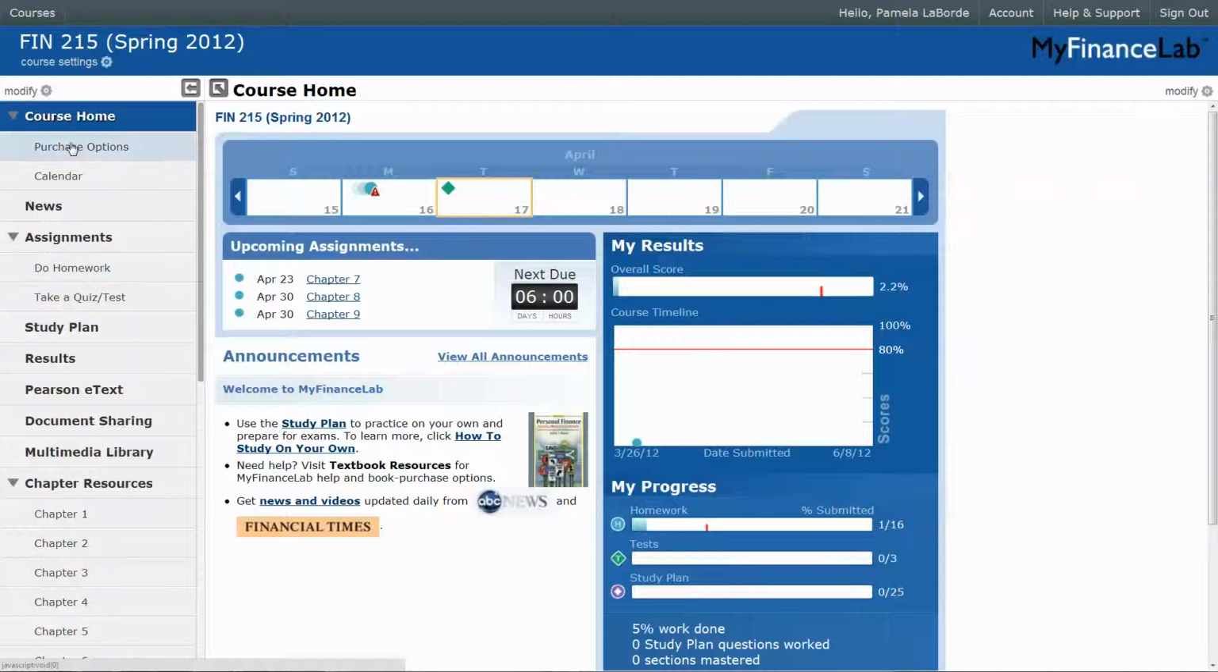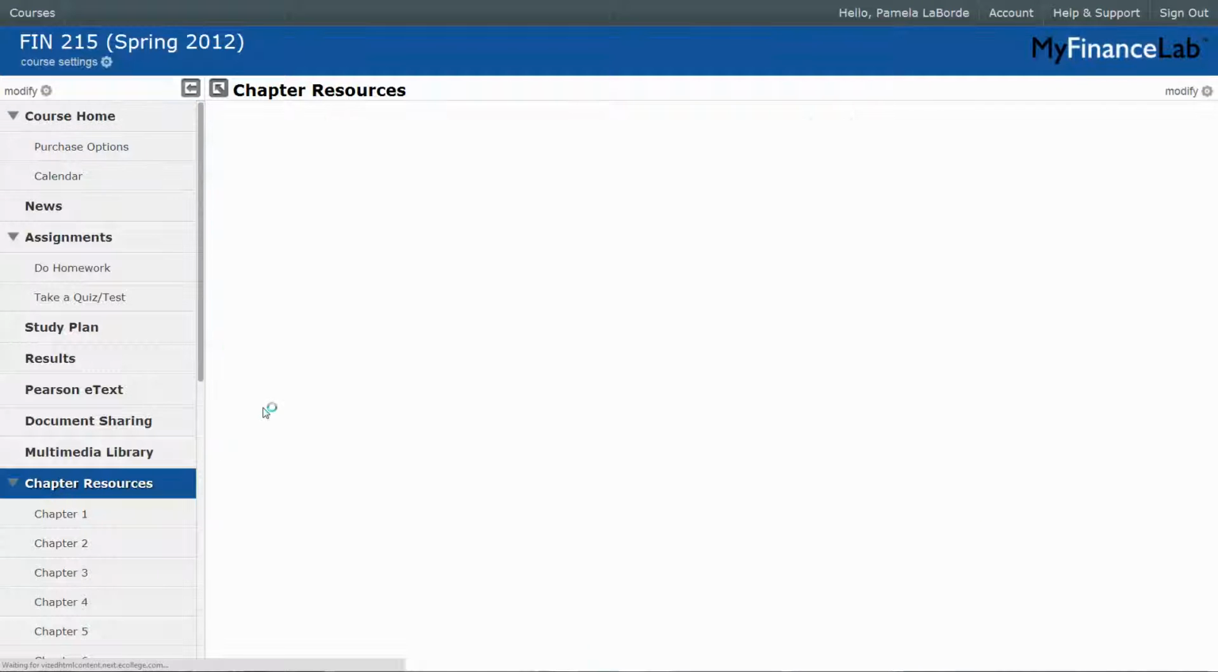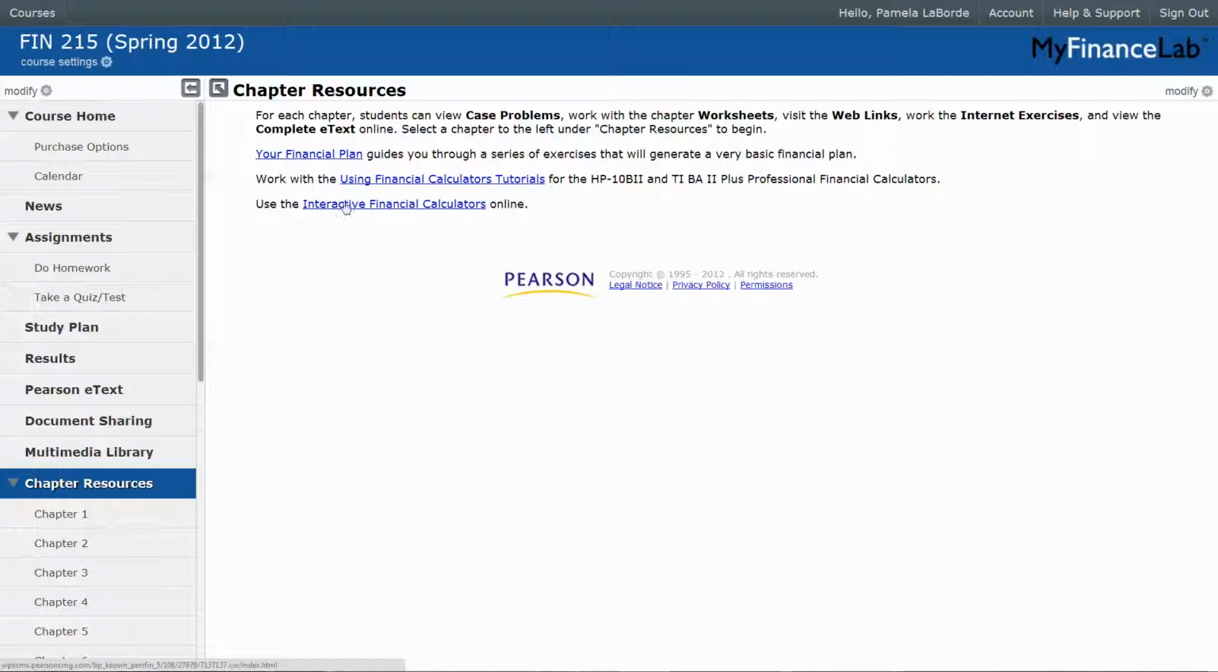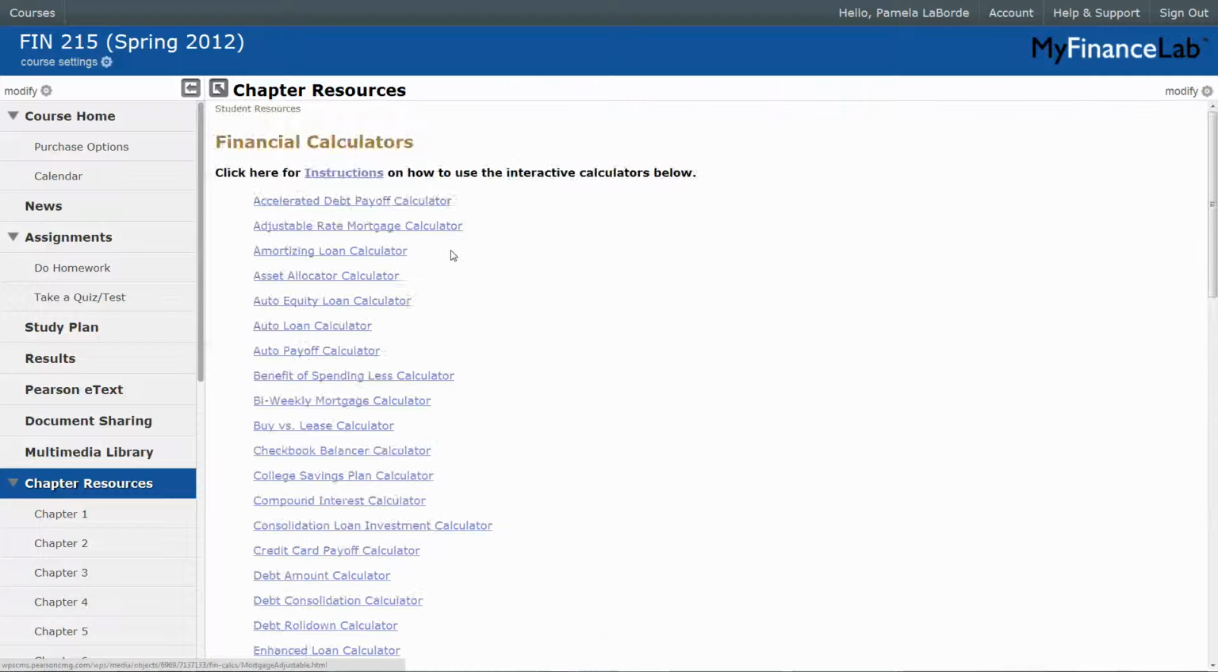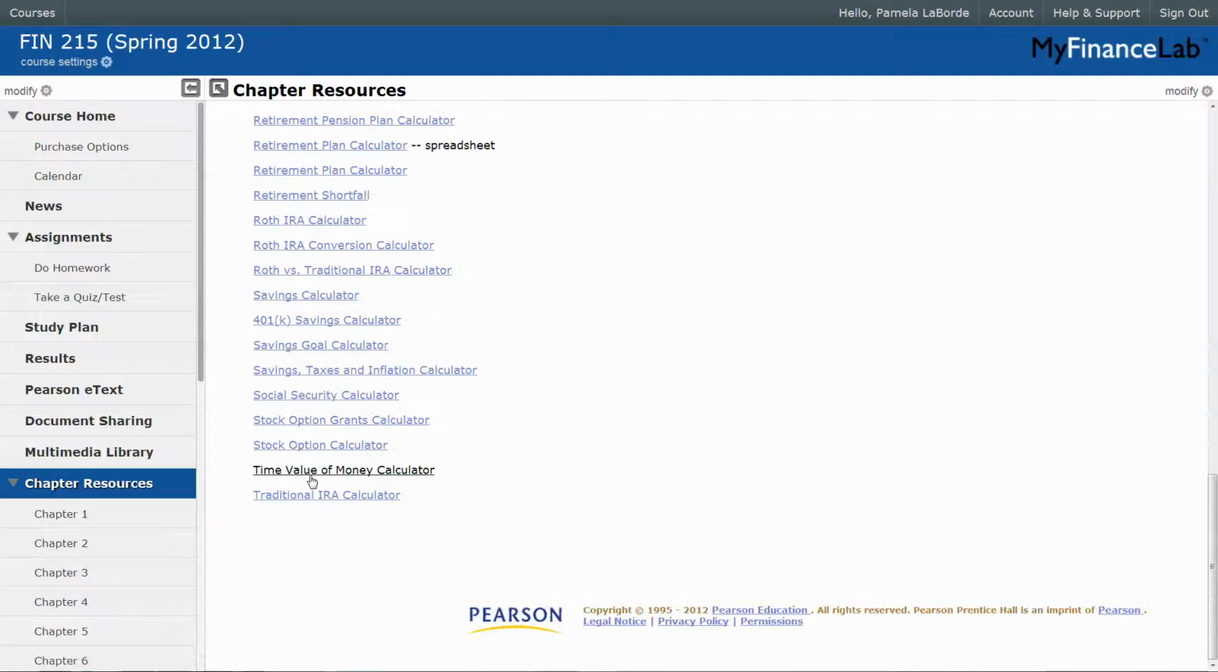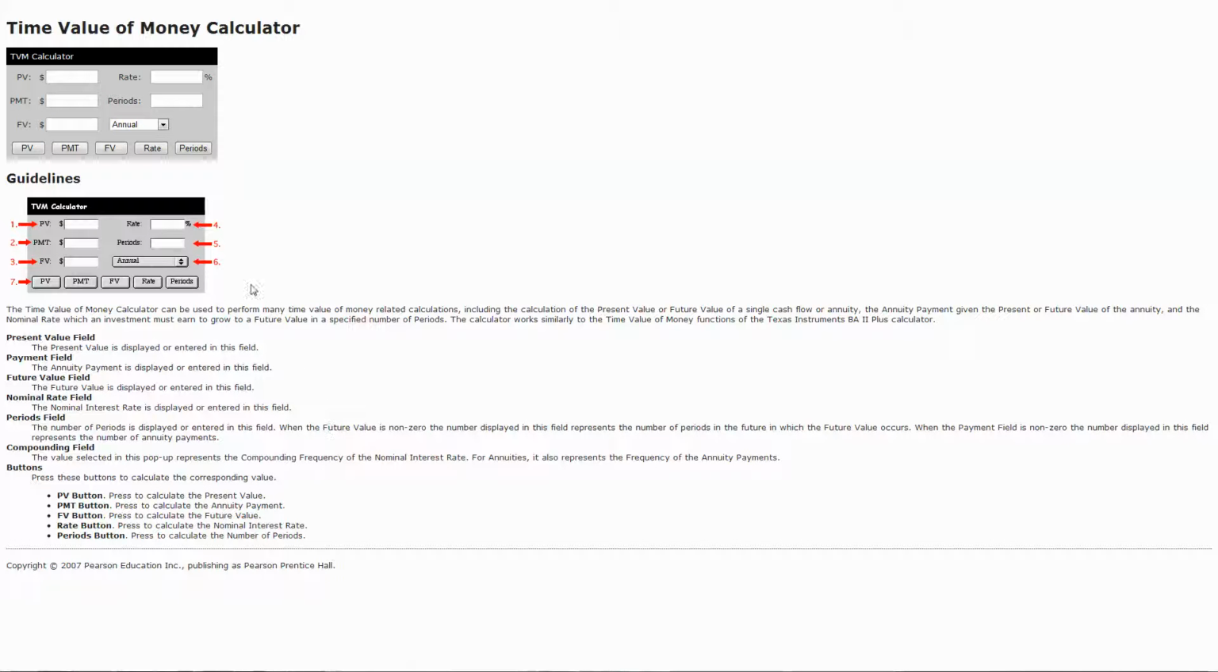Here I'm going to demo problem 5 from chapter 6. Again, you can use the time value of money calculator on the Pearson MyLab website to work this problem. To access that calculator, go to chapter resources, select interactive financial calculators, scroll down to the second to last entry, which is time value of money calculator.